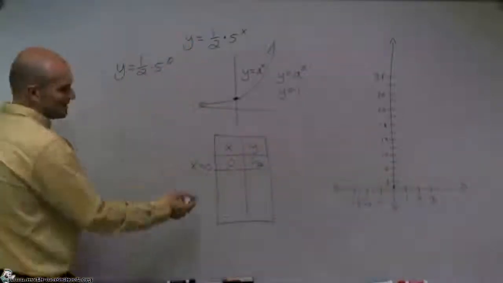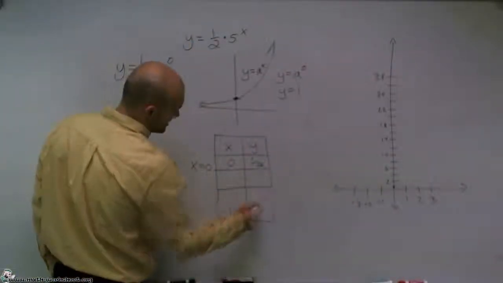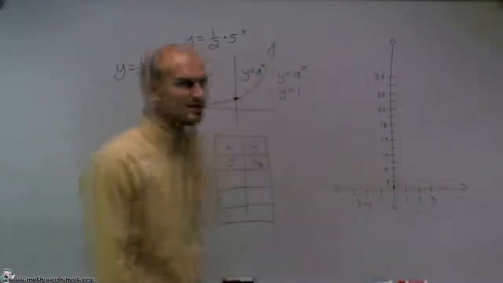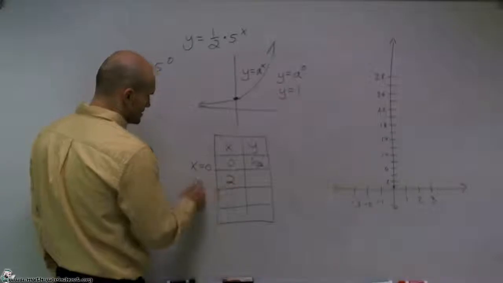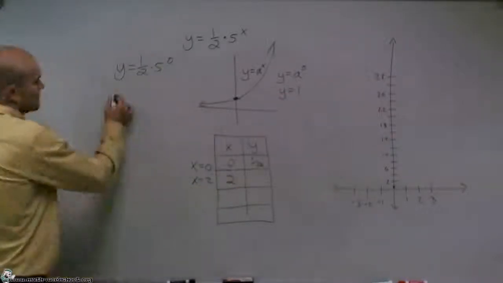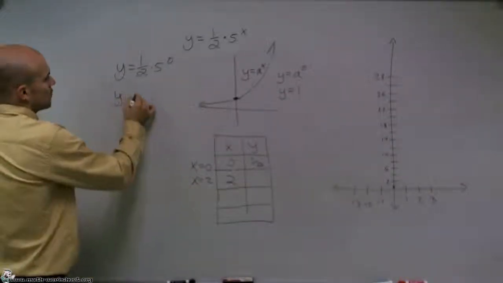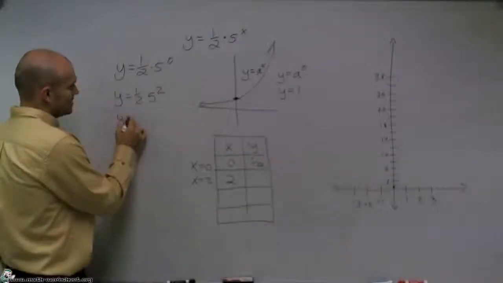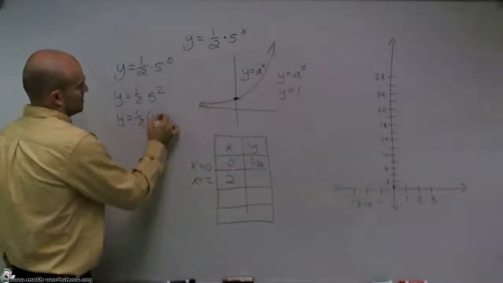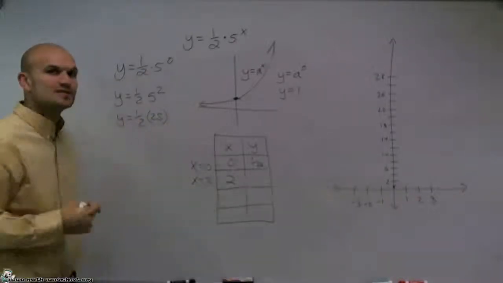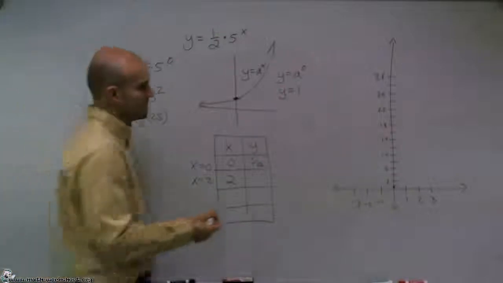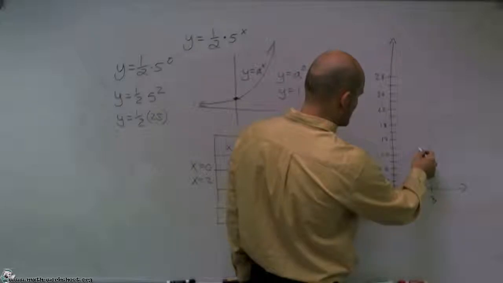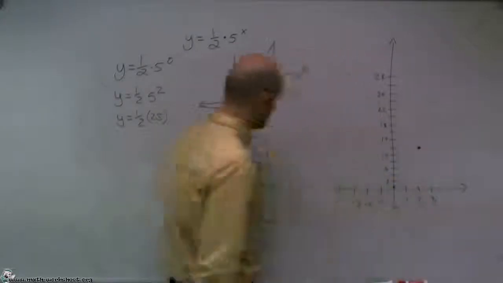The next step is, let's pick a point to the right, and let's pick a point to the left. So for a point to the right, I'll pick 2. So let's say x equals 2. So here I have y equals 1/2 times 5 to the 2nd. Well, 5 squared is 25, and then 1/2 of 25 is roughly going to be 12.5. So I go over 2, and I go up to 12, 13, so 12.5 is roughly going to be somewhere around there.